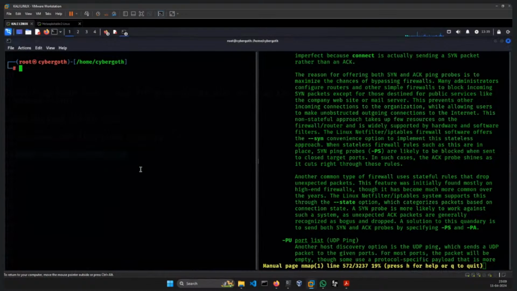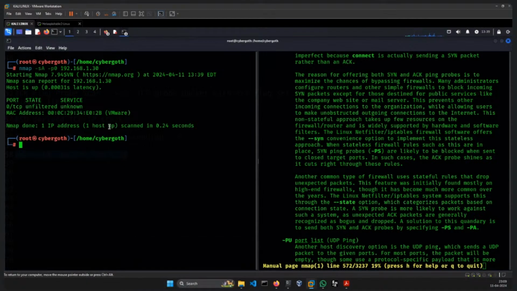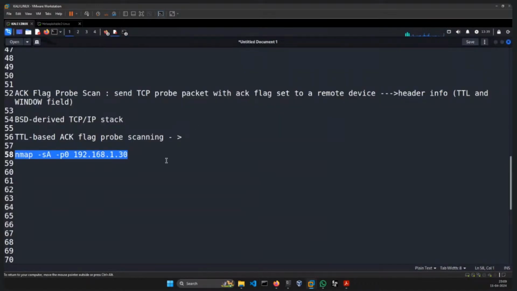Let's clear this out, paste this, let's see. Okay, so this scan will complete in this case, right? And you can see one IP address, one host scanned in 0.24 seconds. So can anyone tell me what the default value of TTL of a packet is? Tell me, guys, in the chat section. The default value of this is 64 seconds.